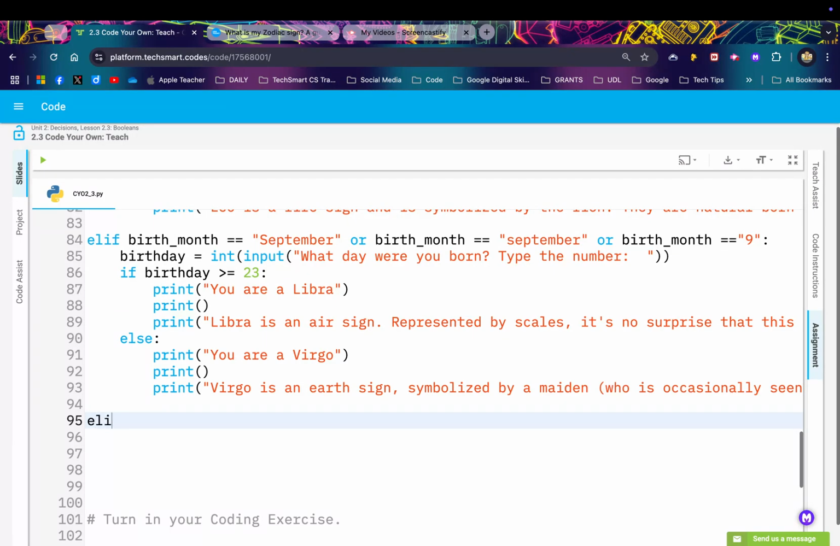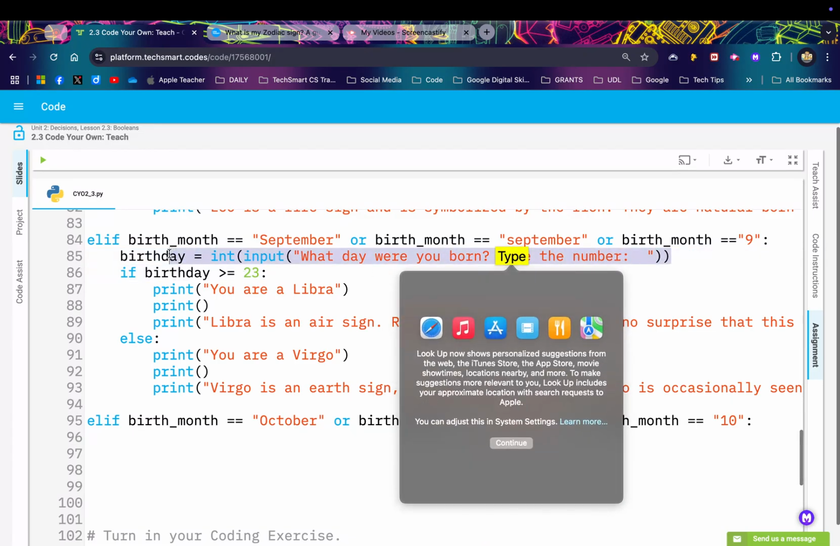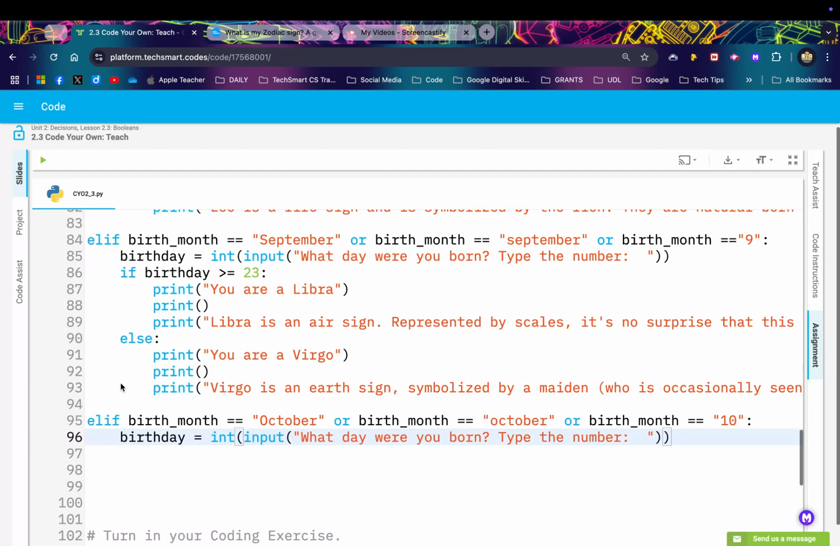Elif birth_month equal October, or birth_month equal lowercase October, if they forget to capitalize, or birth_month equal 10, because October is the 10th month. Then we ask the birthday question, copy the birthday question, Control C, Control V, make sure it's lined up with my nested if and else.